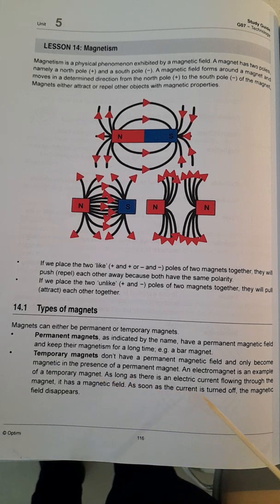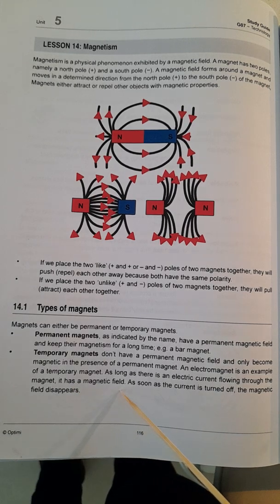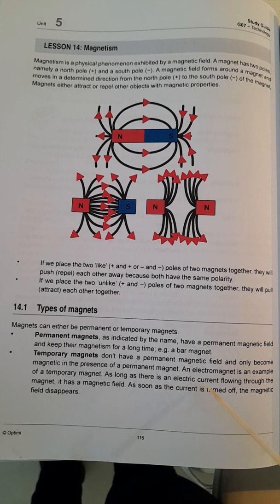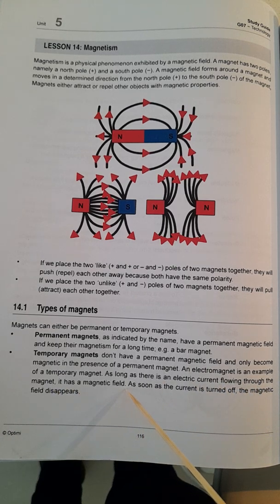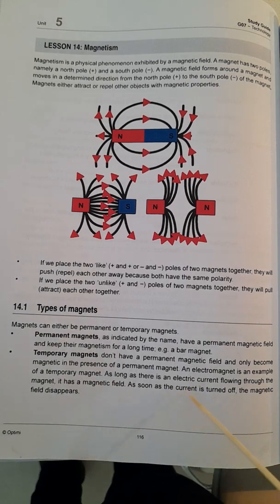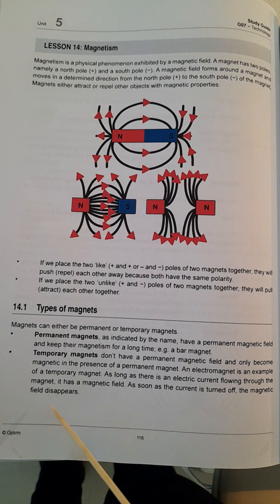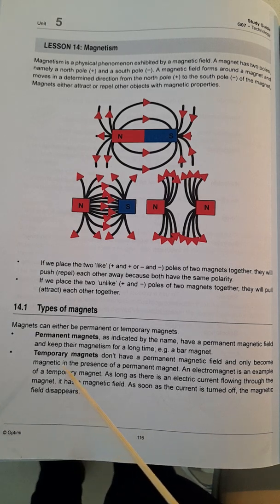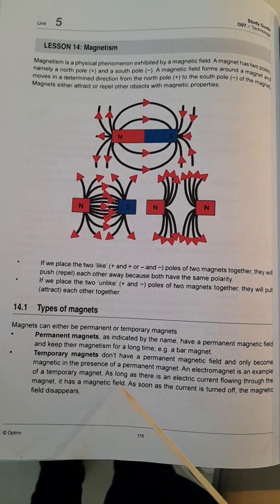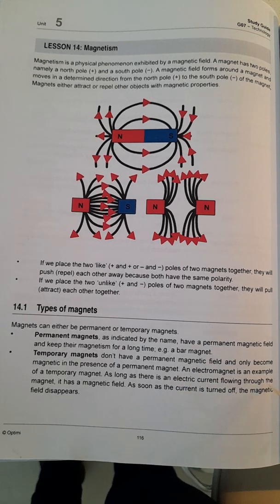As long as there is electric current flowing through the magnet, it has a magnetic field. As soon as the current is turned off, the magnetic field disappears. So for magnets to have a magnetic field, the current must be flowing. If no current is flowing, then the magnetic field disappears.